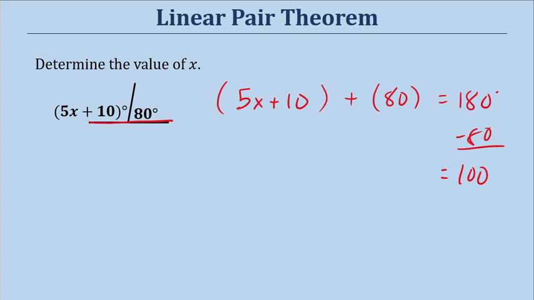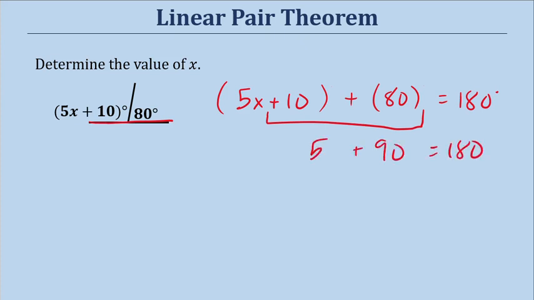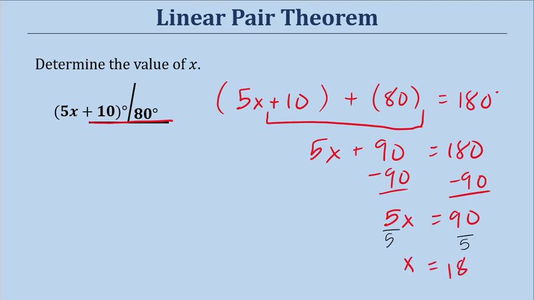I personally tend to solve it in a more algebraic fashion where I combine like terms. So for me, I would do the 10 plus 80 to make 90 and have 5x plus 90 equals 180. Then I would subtract the 90s. That way I don't have to subtract the constants twice. And I would get 5x equals 90. From here, I would divide both sides by 5 to cancel it, leaving me with x equals 18. Because 5 goes into 9 once with 4 left over, and 5 goes into 40 8 times.